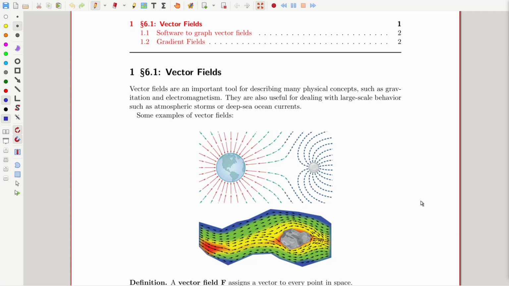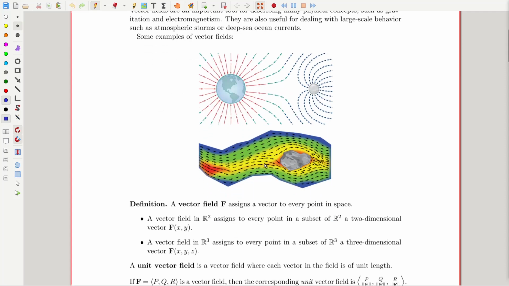Vector fields are really useful for describing physical phenomena, force fields, things such as gravitation, electromagnetism. The idea is that at each point you have a vector. Okay, so that's really in the definition. A vector field is a way of assigning to every point in space a vector.